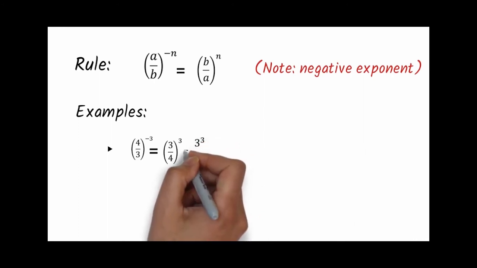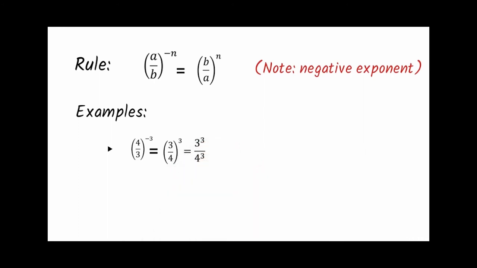Now if we apply the first rule, that is equivalent to the numerator raised to this power and the denominator raised to this power. So that becomes 3 raised to the power of 3 over 4 raised to the power of 3. 3 raised to the power of 3 is 27 and 4 raised to the power of 3 is 64. So the answer is 27 over 64.